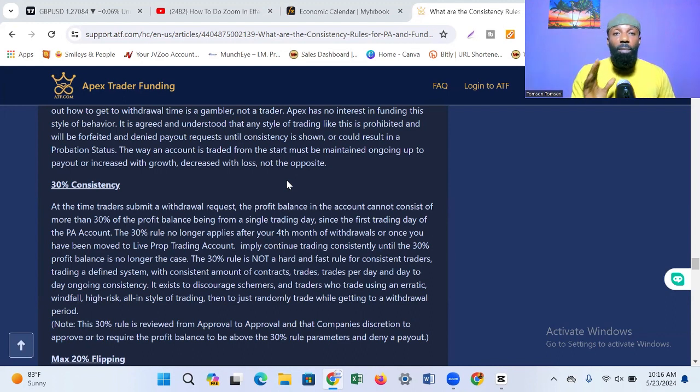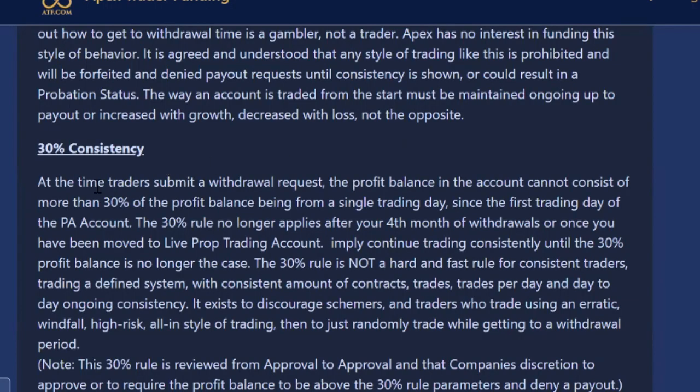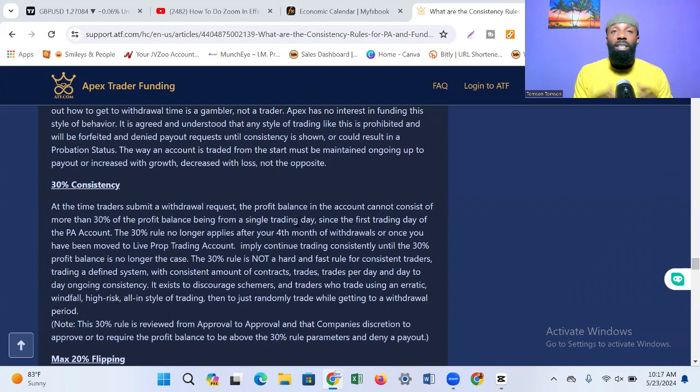So let me quickly read something out to you, okay? It says, at the time traders submit a withdrawal request, the profit balance in the account cannot consist of more than 30% of the profit balance being from a single trading day, okay? So you can see this is quite self-explanatory, but I will still go ahead and break it down, okay?